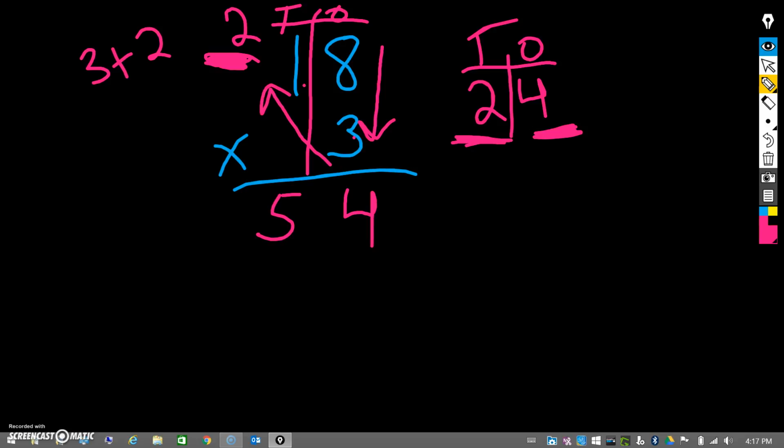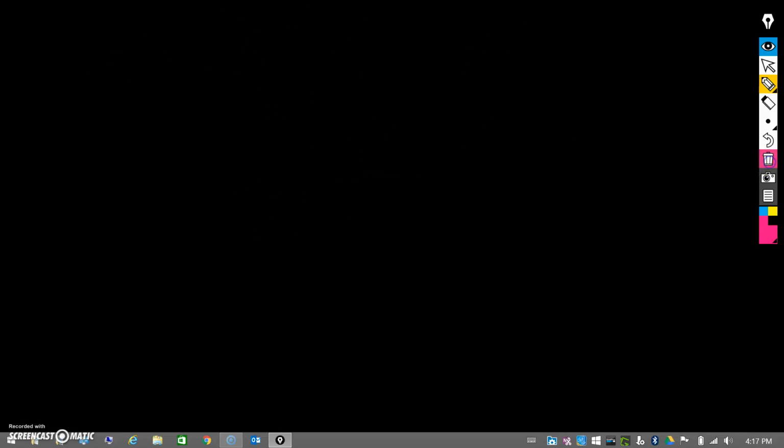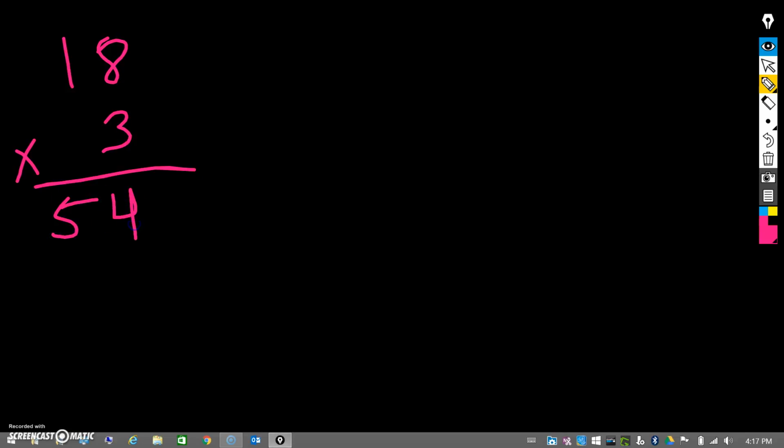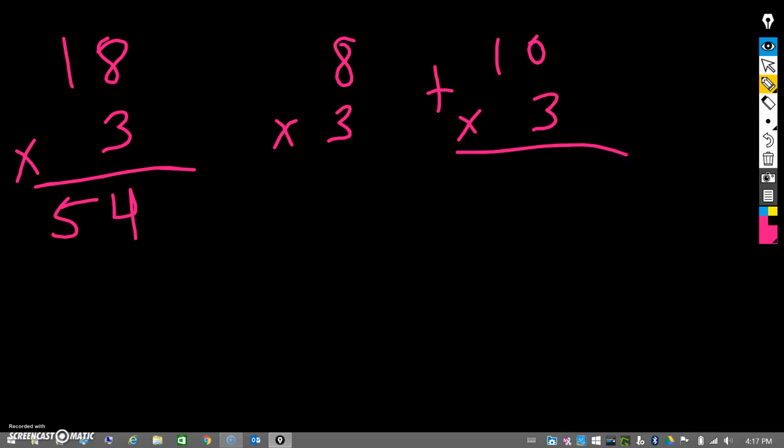So, I want to break this down a little bit for you so you can see exactly what's happening here. So, let's set up our problem again. It's 18 times 3. And we know that it's 54. All right, I'm going to write the answer right there. And this is what this problem actually equals. This problem is actually 8 times 3 plus 10 times 3.